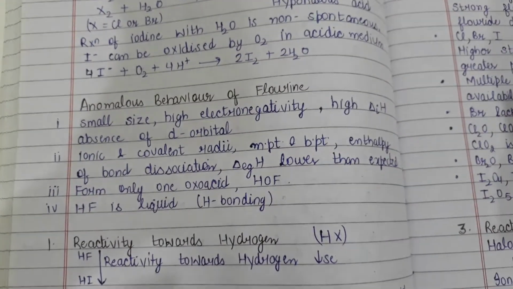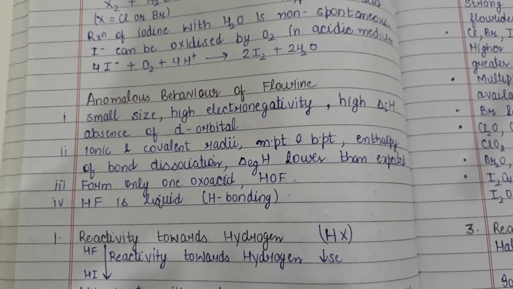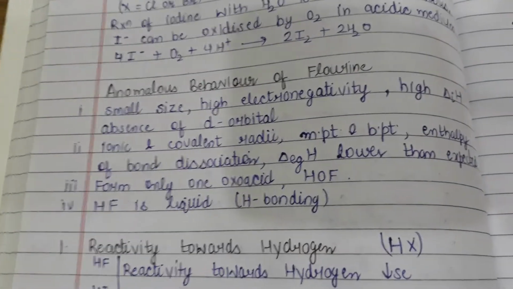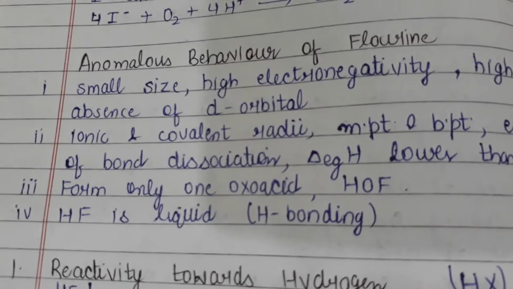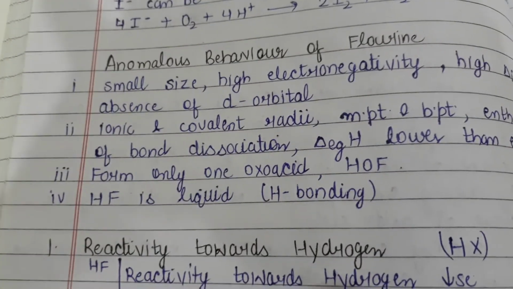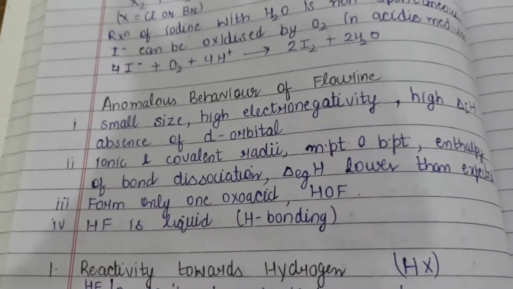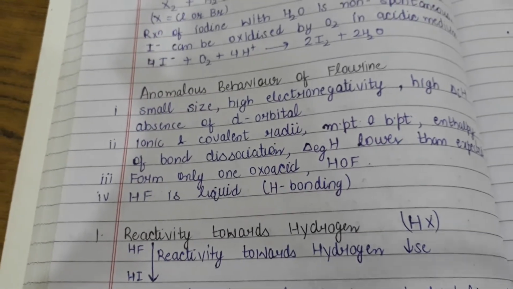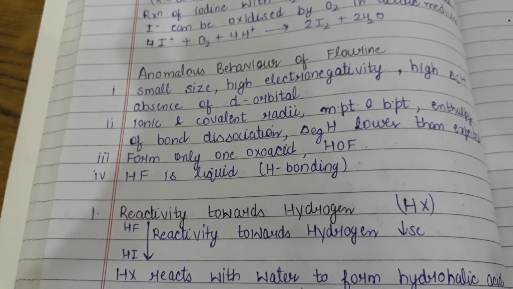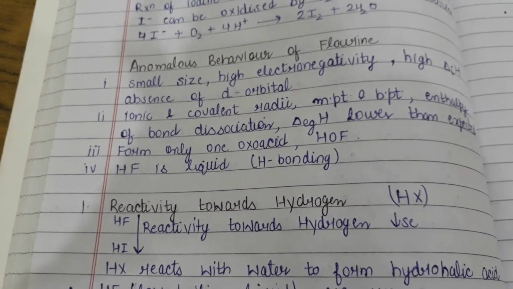Now anomalous behavior of fluorine. It is small in size, with high electronegativity, high ionization enthalpy and absence of d orbitals. It forms ionic compounds, and its ionic and covalent radii, melting point and boiling point are lower than expected. It forms only one oxo acid and HF is a liquid.